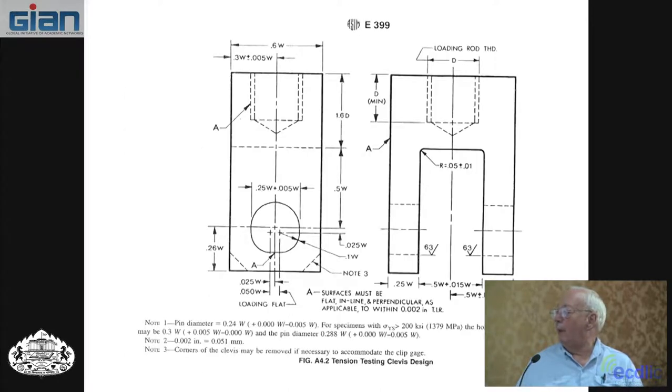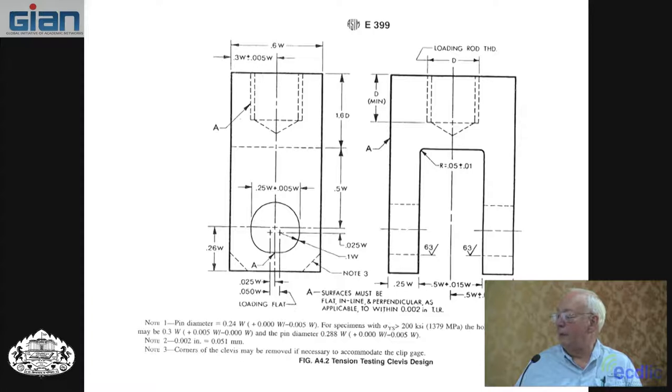Here's a clevis. The specimen goes up in here, and then the pin goes through that way. You can see here's the pinhole from the other direction. Then you would hook this to a loading rod of some kind. This is usually threaded, so you'd hook that to a loading rod, and the specimen would have a top clevis and a bottom clevis. An important thing to note is that the pinhole is not a perfectly round pinhole, but it has a flat area. The flat area is so that you can lay the loading pin in that area and not bind against the edges.